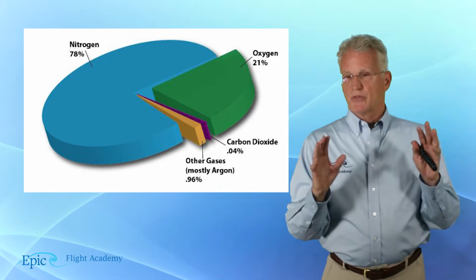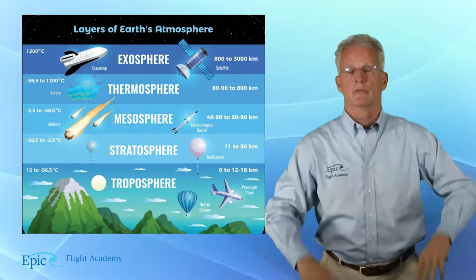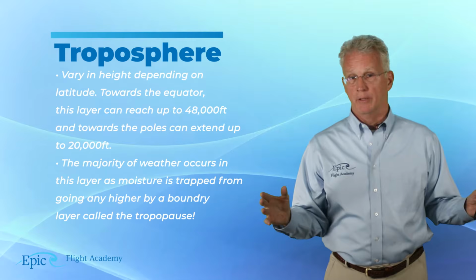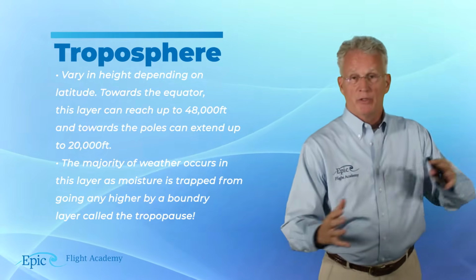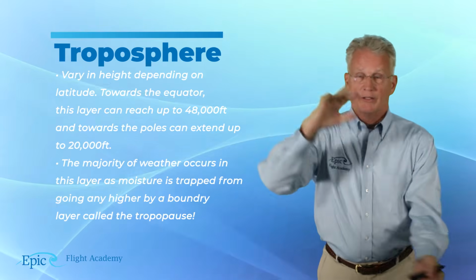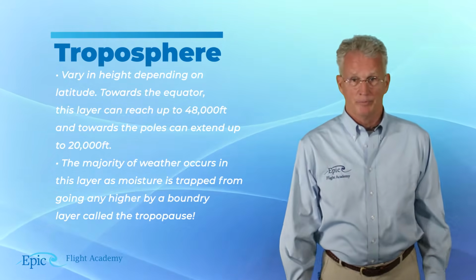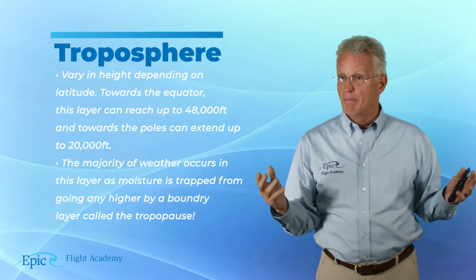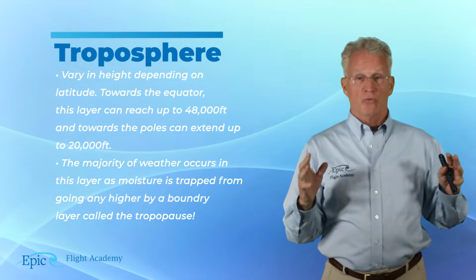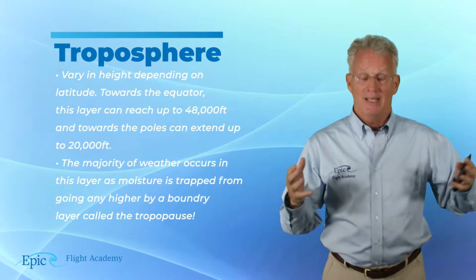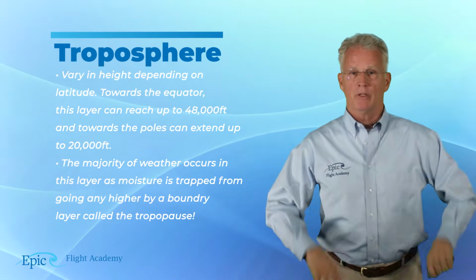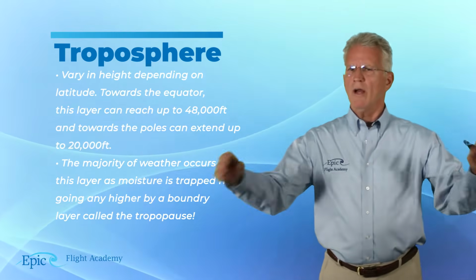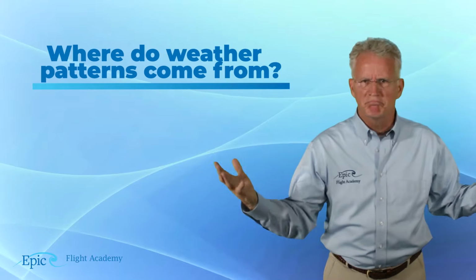Now, the troposphere, which is the lowest layer closest to the Earth's surface, can vary in height depending upon your latitude. As you might guess, the troposphere is thicker near the equator and thinner near the poles. The majority of our weather occurs in this layer. Why? Because moisture is trapped from going any higher into the stratosphere, and this boundary layer is called the tropopause.